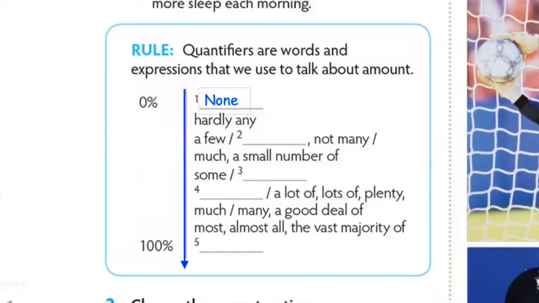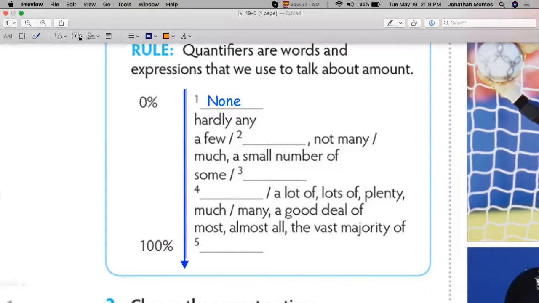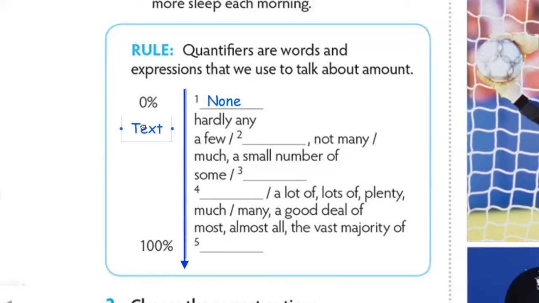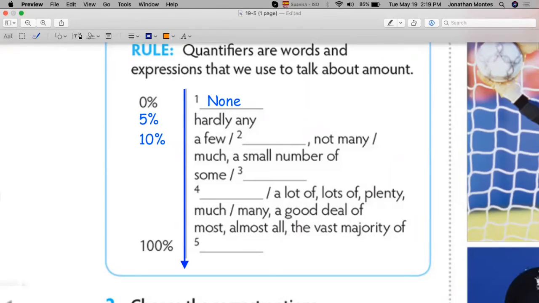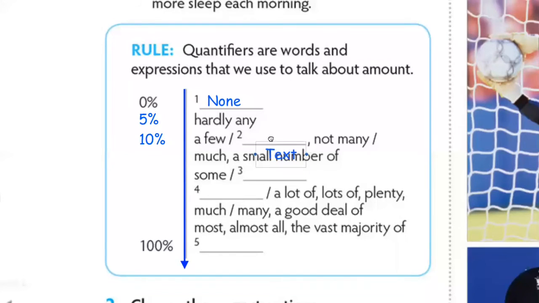Okay, if you have nothing in 0%, let's imagine that we put the percentage up. How about 5%? We have hardly ever. Okay, but now, if we go a little up, how about 10%? Well, okay. Now, if we have 10%, then it's called a few, or what other option could you use for this percentage? Usually, excuse me?